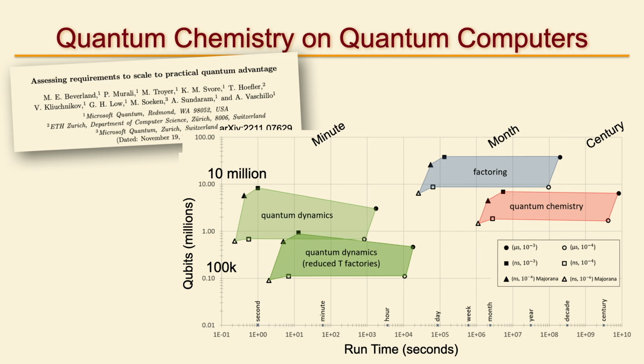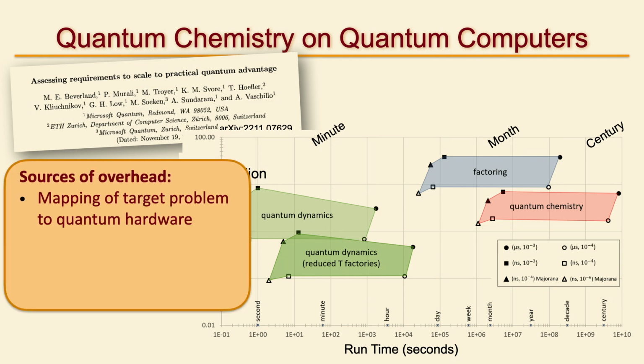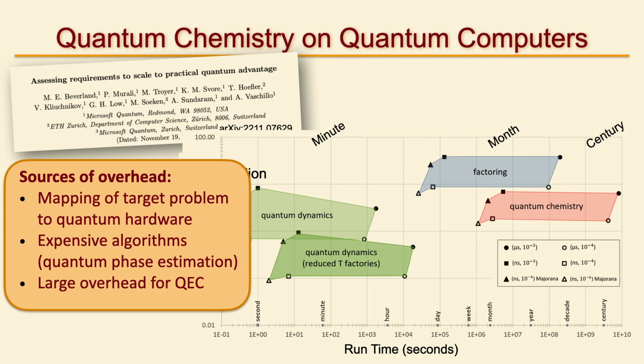So it might be useful to find other ways. First of all, why is that so hard? The first is that the mapping of the target problem to the quantum hardware is very non-trivial. I'm not talking a lot about that, but I think that's one of the problems that right now really drives me. The second is that these quantum chemistry algorithms are based on expensive building blocks like quantum phase estimation, and then there's of course quantum error correction.